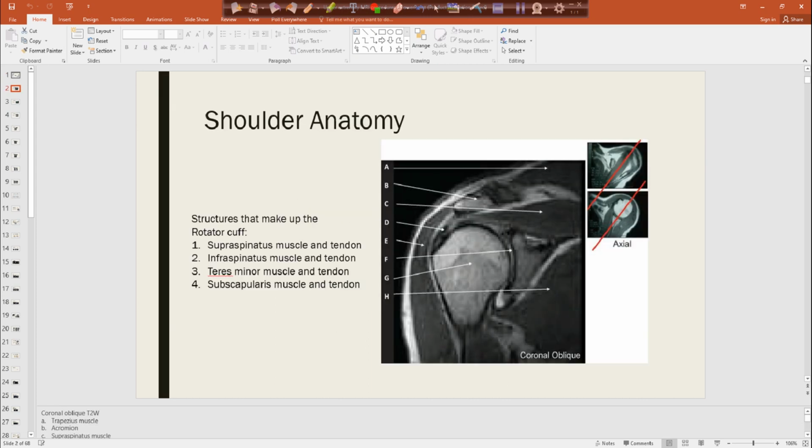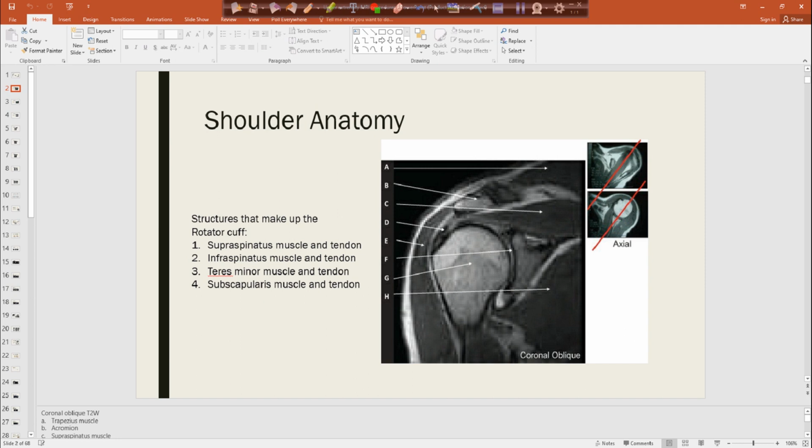All right, so I included this as our first slide because I guarantee you this is going to be on the registry. Your shoulder anatomy and the structures that make up the rotator cuff. So we're helping Nick out with his topic. So they always ask, what are the four structures that make up the rotator cuff? And they are the supraspinatus muscle, which turns into the tendon, infraspinatus muscle. Number 3, your teres minor. You have the teres major, but it's teres minor. And then number 4, your subscapularis muscle and tendon.